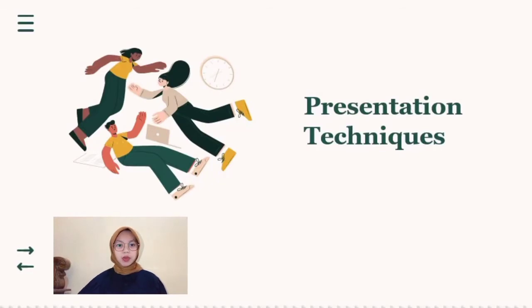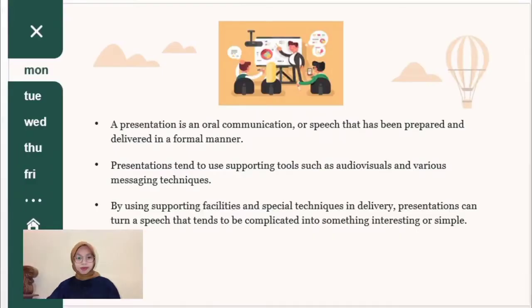And then the next material is about presentation techniques. One of the most feared things in personal life and professional life is when you have to speak or communicate in front of many people, whether for social events, seminars, business presentations, or farewell speeches. A presentation is an oral communication or speech that has been prepared and delivered in a formal manner.